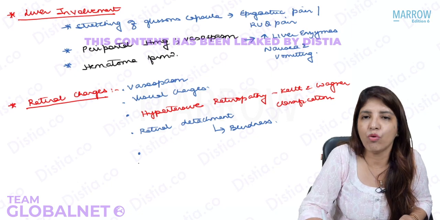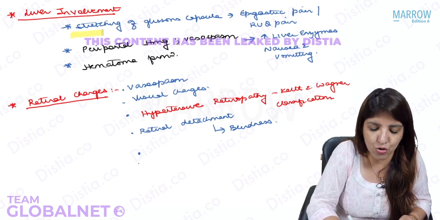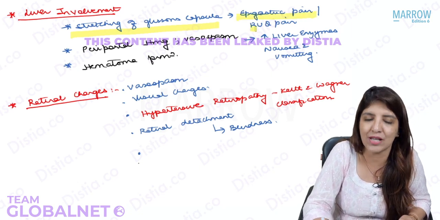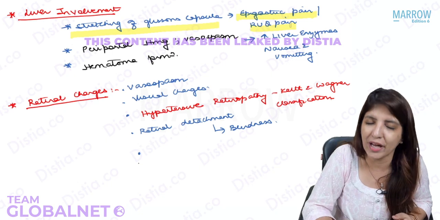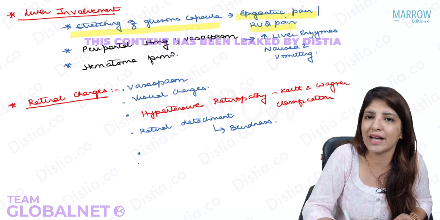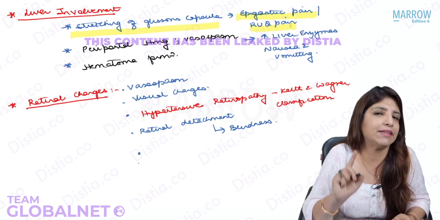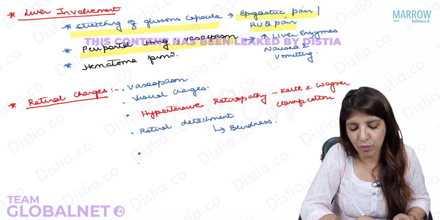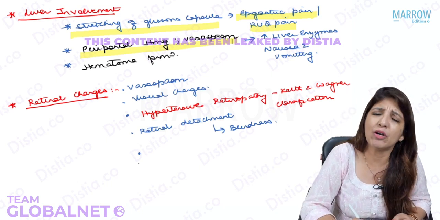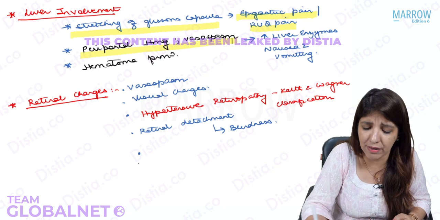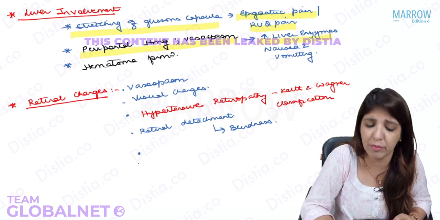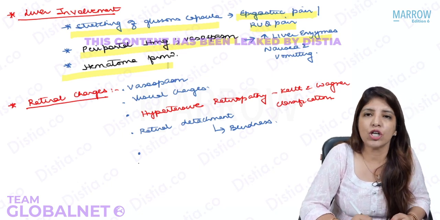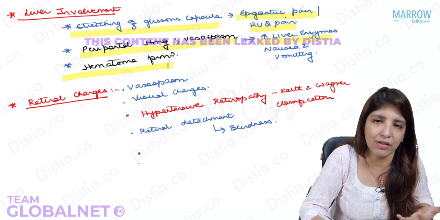Then how is the liver involved? In liver, you are going to see that there will be stretching of the Glisson's capsule, and this stretching of the Glisson's capsule leads to epigastric pain or right upper quadrant pain. And if the pregnant female with PIH is getting a right upper quadrant pain or epigastric pain, then that indicates severe PIH, right? Then periportal hemorrhage and vasospasm is going to happen. Now, because of the periportal hemorrhage and vasospasm, liver enzymes are going to increase and there will be nausea and vomiting. There could be hematoma formation as well. So these are the changes which are going to happen when the liver gets involved.